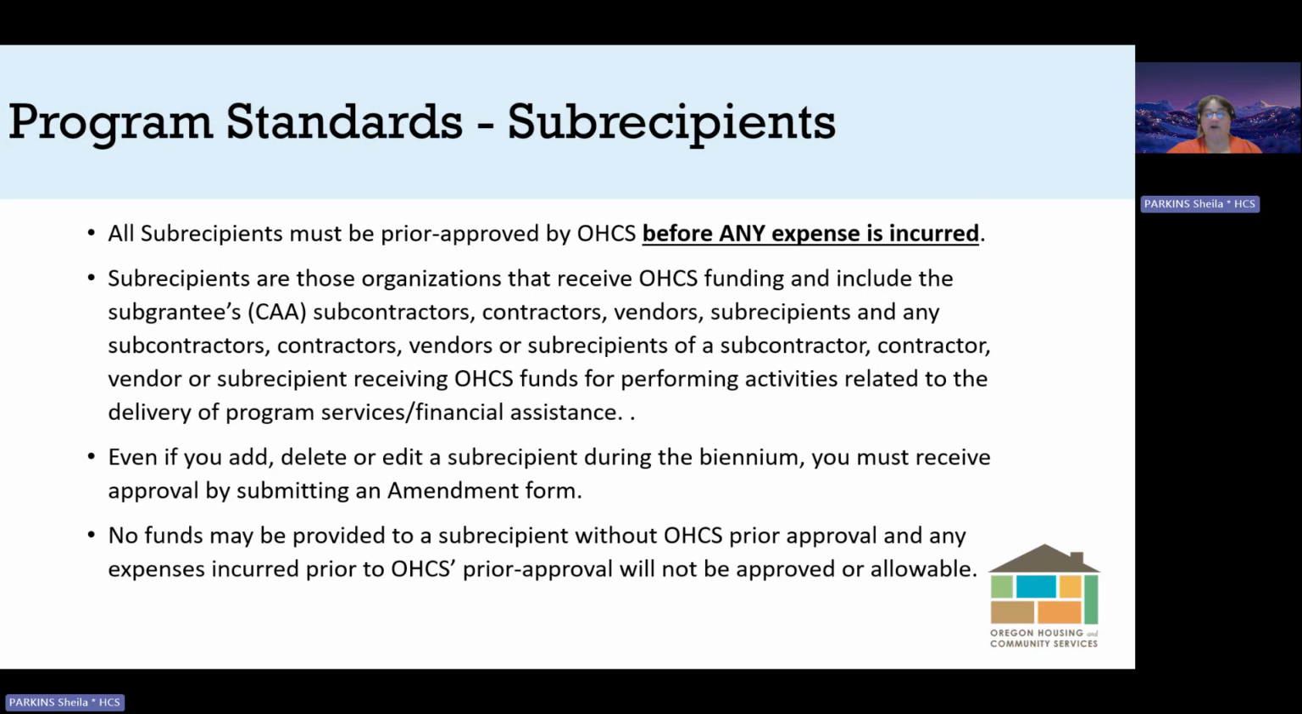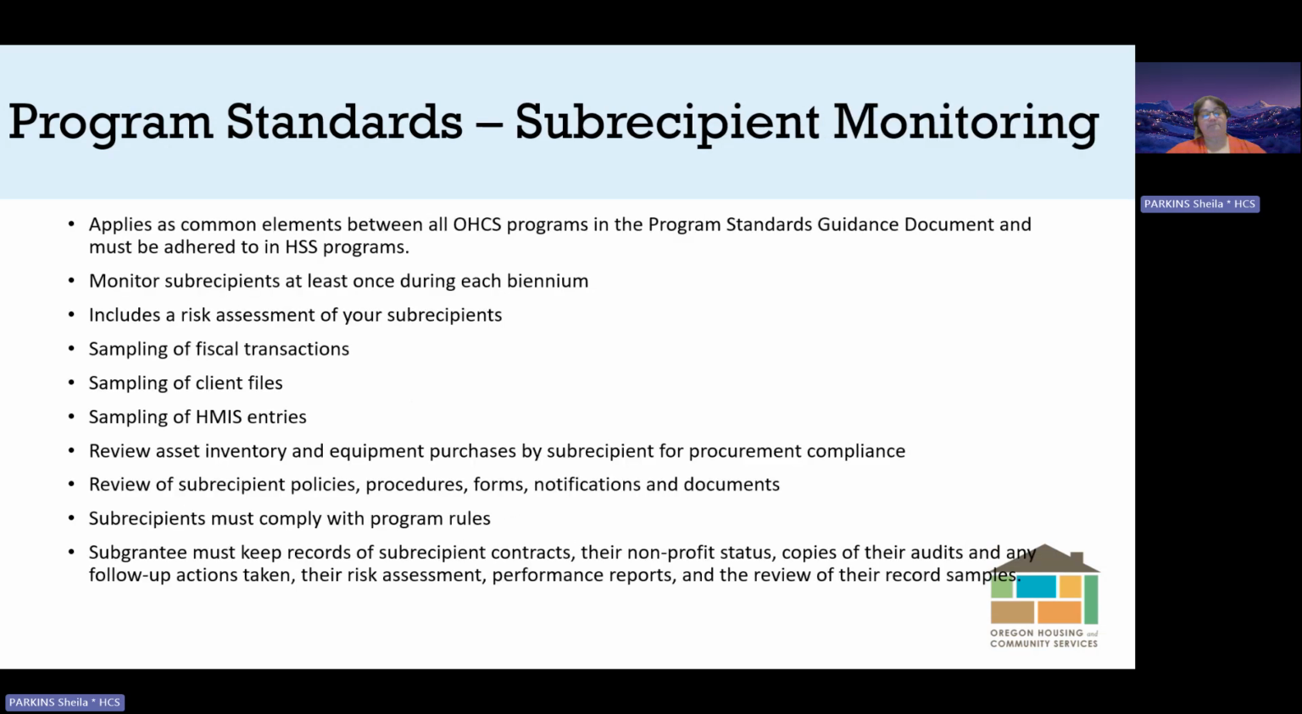Notification and approval normally occurs during the MGA funding application process. However, if changes are made outside of the funding application, subgrantees must submit an implementation report amendment request form for approval of subrecipient additions, deletions, or modifications within 30 calendar days of such a change. No funds can be provided to a subrecipient without OHCS's prior approval, and any expenses incurred prior to OHCS's approval will not be approved or allowed.